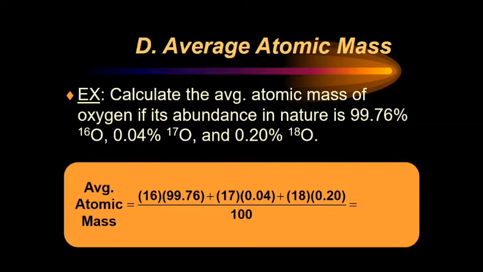Please put this into your calculator to make sure you can get the correct answer. Order of operations is important. So as a quick reminder, you will multiply these two, multiply these, add up those top 3 values, and then divide by 100. Your final answer is 16.00 AMU.